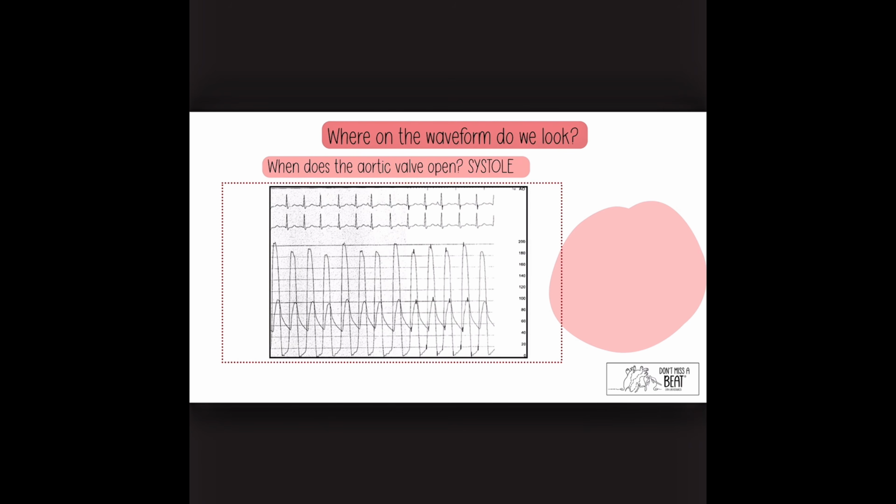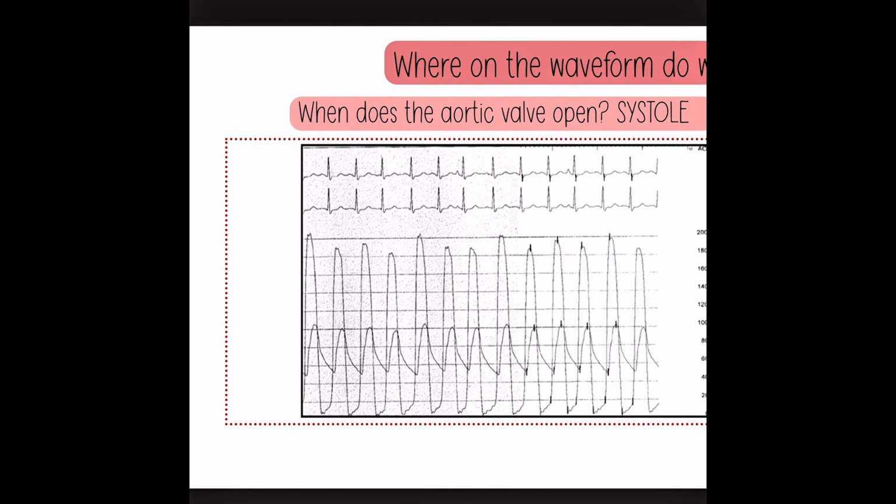Where on the waveform are we going to look? And again, we're still talking about aortic stenosis here. And we said, what two waveforms do we need? Left ventricular and aortic. So you need to know which one is which. You can go back to the basic hemodynamic waveform video if you need. But this one is the LV waveform. And then this one down here is the AO waveform.